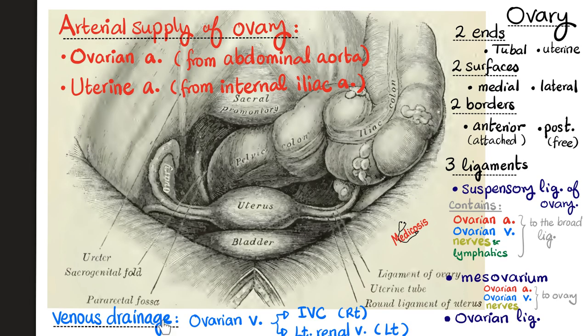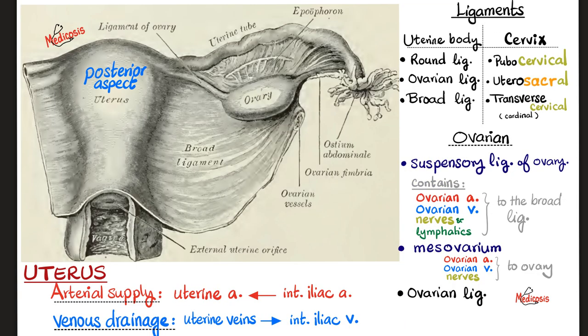What is the venous drainage for the ovaries? Well, ovarian artery will have ovarian veins. Ovarian vein on the right side drains directly into the inferior vena cava, whereas ovarian vein on the left side drains to the left renal vein because the left renal vein is long. So these are the 8 ligaments related to the uterus.